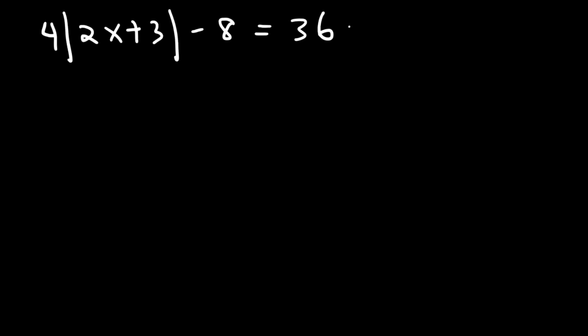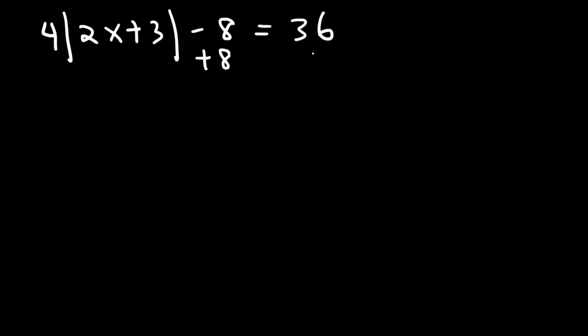Here's another example. 4 times the absolute value of 2x plus 3 minus 8 is equal to 36. What are the two possible values of x that will make this equation true? Now at this point, you don't want to break it up into two equations because you need to get the absolute value expression by itself first, which means you need to get rid of the 4 and the negative 8 on the left side. Anything outside of the absolute value expression, any numbers outside of it, you need to move to the other side before you split it into two equations.